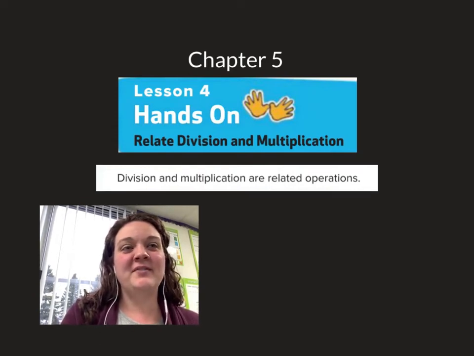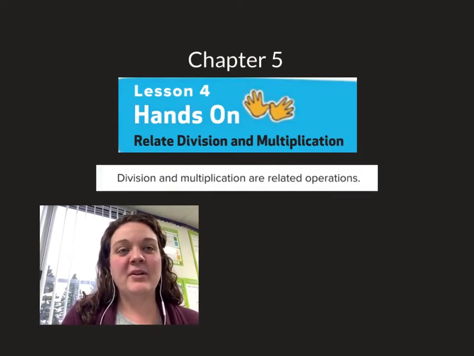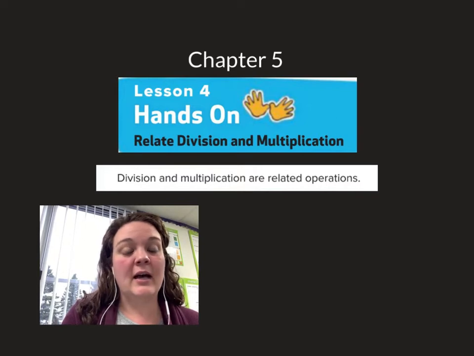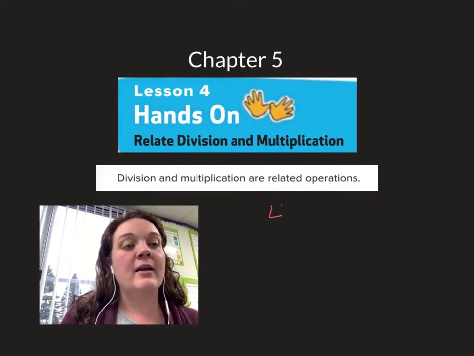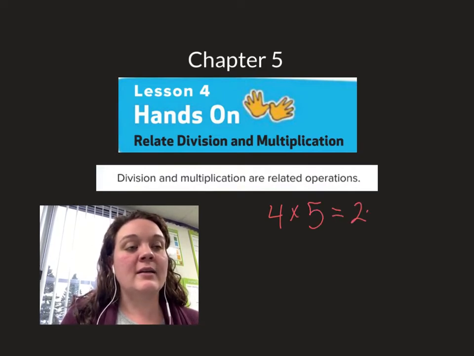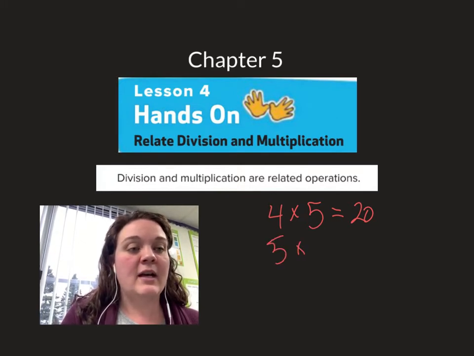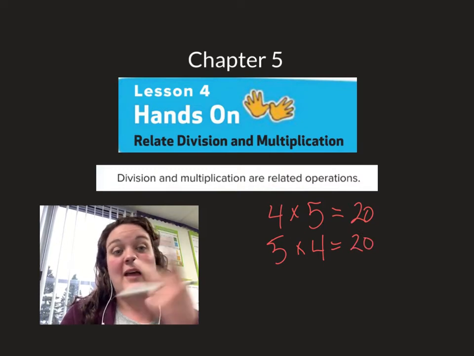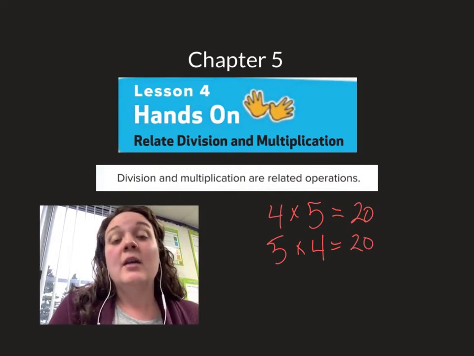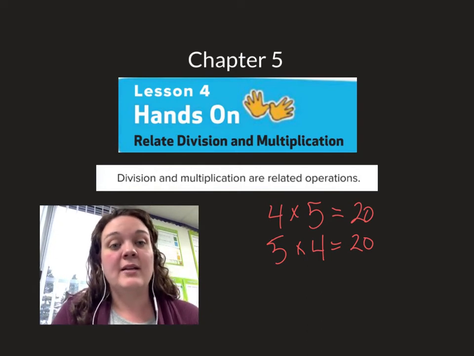And welcome to Chapter 5, Lesson 4. Today we're going to be relating division and multiplication because they are related operations. What I mean by that is if I take 4 times 5 equals 20, I could also say 5 times 4 equals 20, right? That's that commutative, flip-flop commutative property of multiplication.